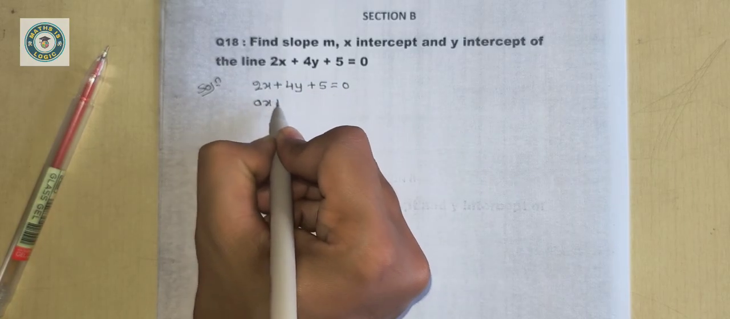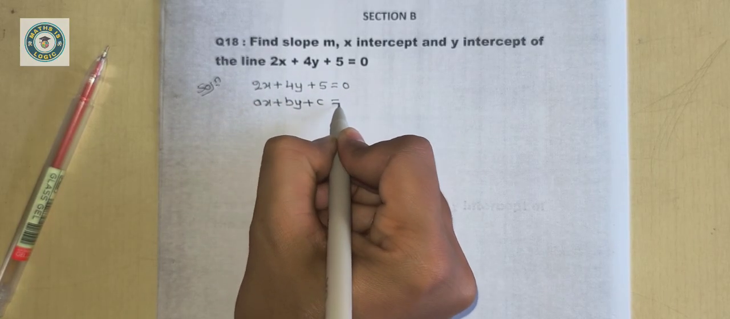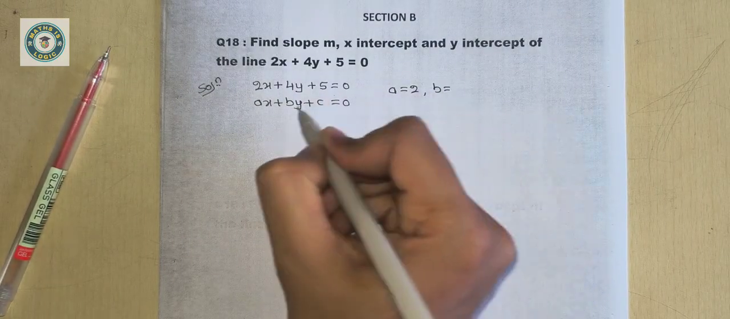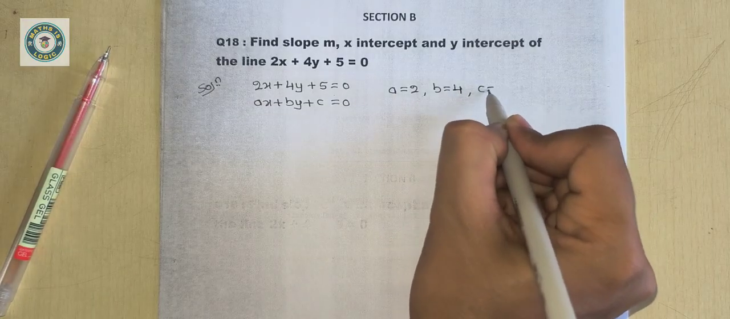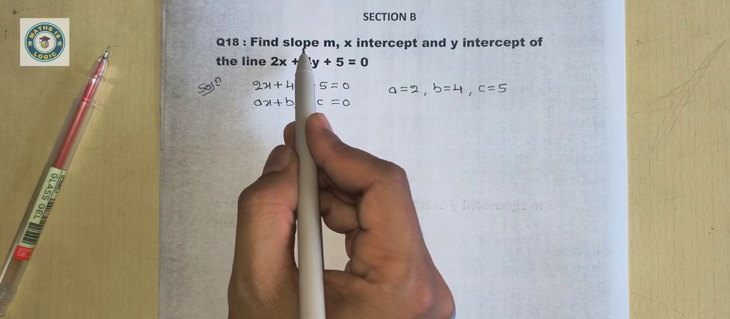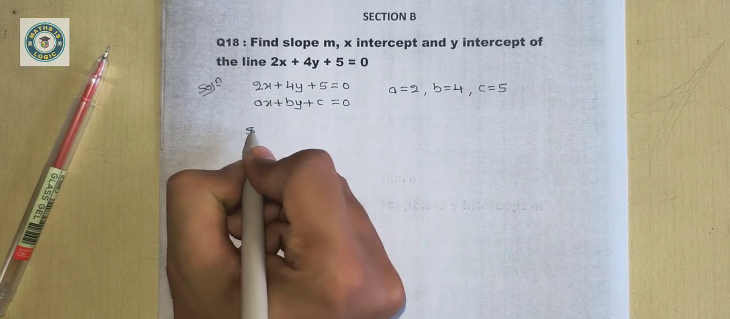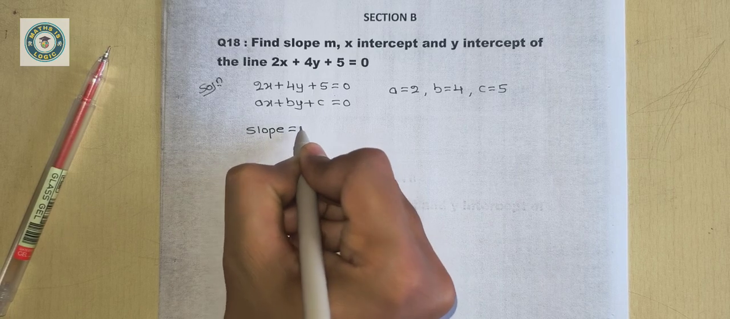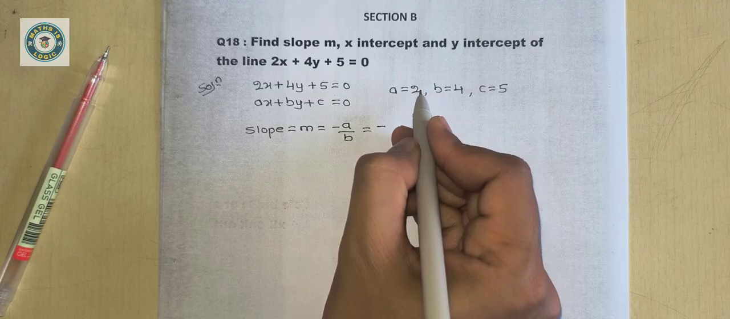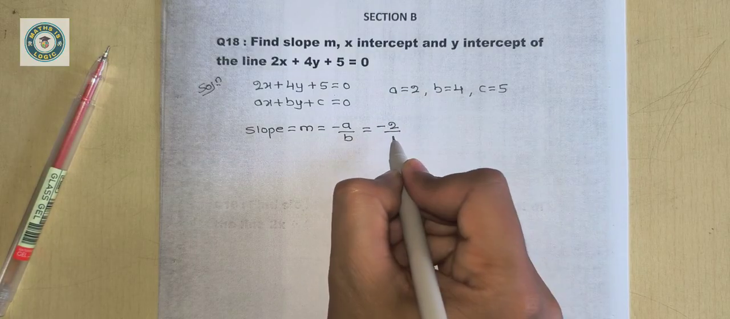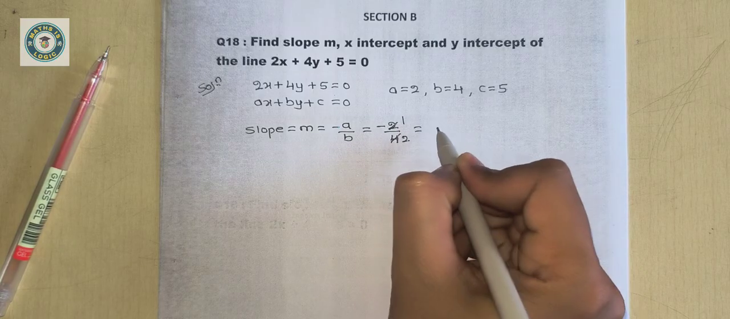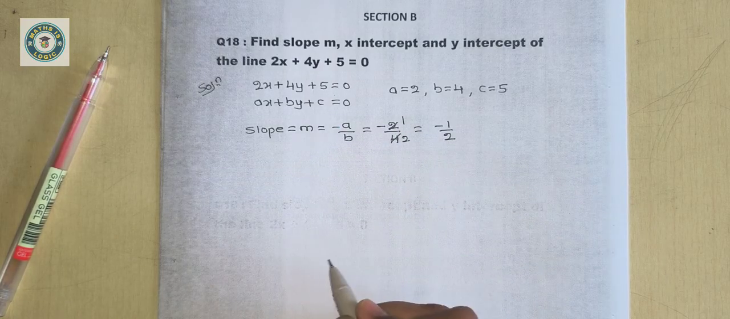It is of the form ax plus by plus c equals 0. a value is 2, b value is 4, and c value is 5. So after getting a, b, c, first we need the slope m. The slope m equals, formula is minus a divided by b. So minus 2 divided by 4. This is the final answer. Otherwise you can cancel 1 and 2. So the final answer is minus 1 divided by 2.